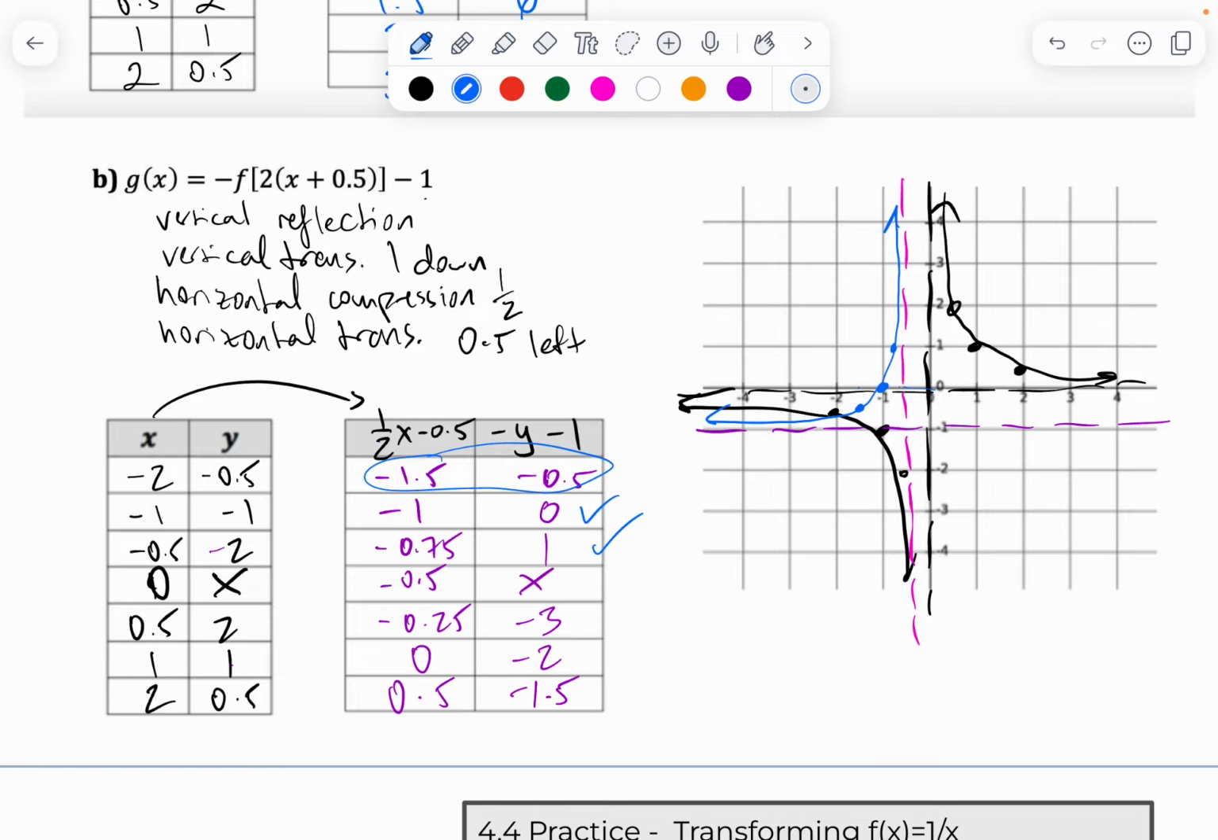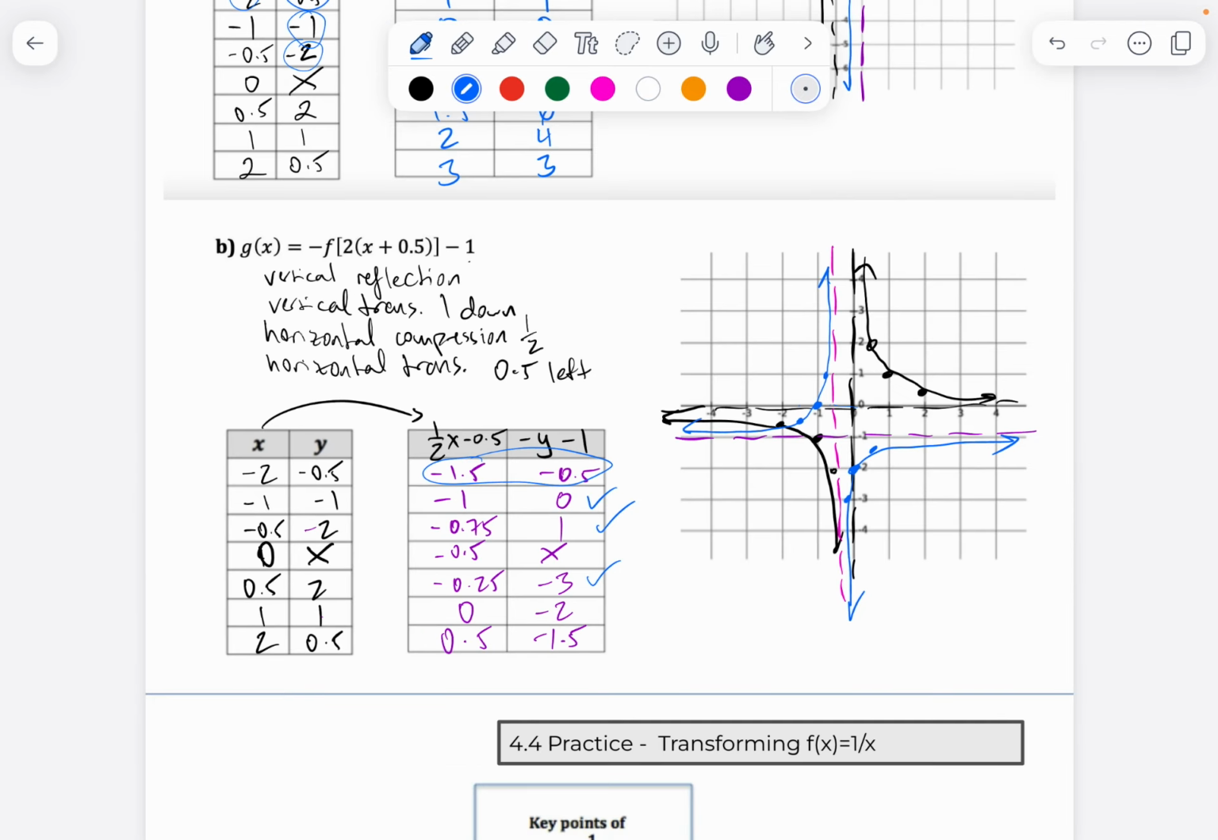And then negative a quarter, negative 3. 0, negative a half. Sorry, 0, negative 2. And then 0.5, negative 1.5. Right. So again, that makes sense. Here we're getting close to the asymptote, and here we're getting close to the asymptote. That's it. So trick is graph the asymptotes first, translate your points, graph your points, and that's it.